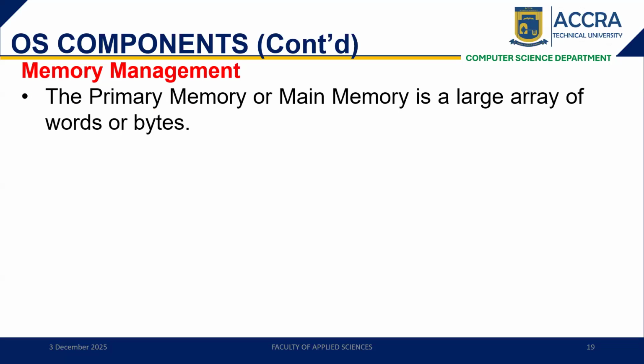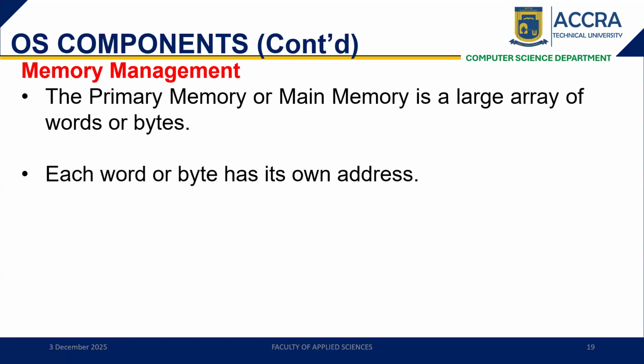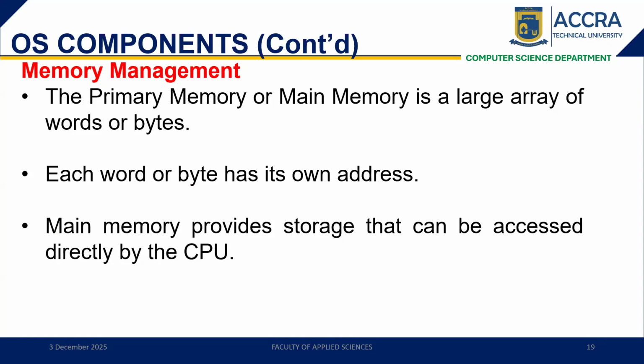So the primary memory or main memory is a large array of words or bytes. Each word or byte has its own address. And then the main memory provides storage that can be accessed directly by the CPU. So if there's no RAM, then whatever is being processed, or the storage activities of a CPU, cannot be done. That is why the CPU always works with the RAM when it comes to processing of instructions. They're all processing activities. They work together. Whatever the CPU processes has to be stored somewhere.